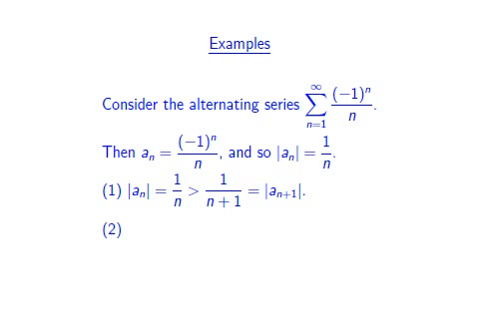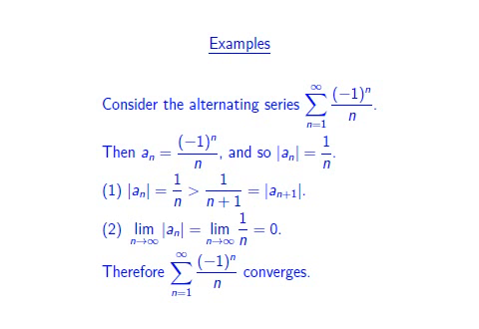For the second condition, we need to study the limit of the absolute value of a_n. That means we study the limit of the sequence 1 over n. But this limit equals 0, and so the second condition is satisfied as well. Therefore, the alternating series test tells us that our given series converges.